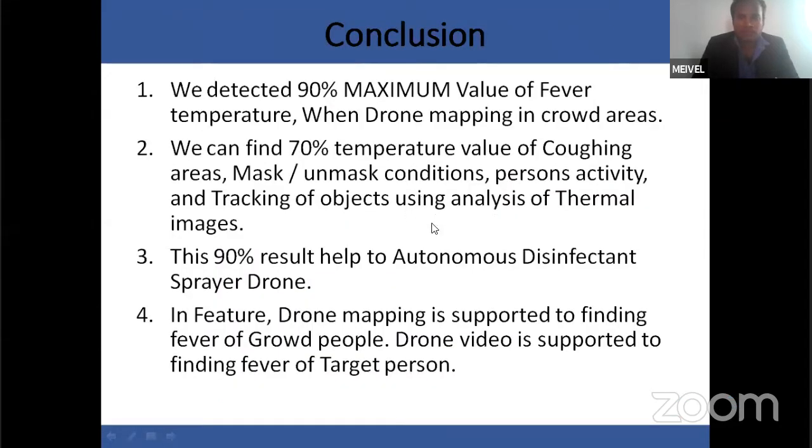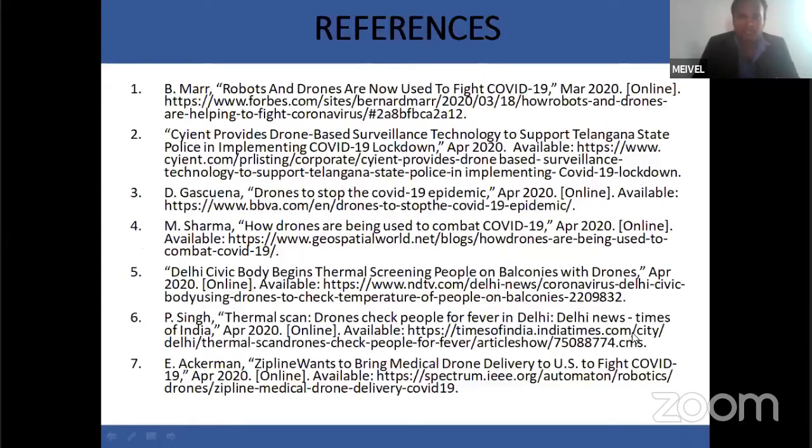To conclude, we detected the 90% maximum temperature value, and drone mapping in crowded areas is possible. This result also helps the autonomous disinfectant sprayer drone. In future, drone mapping can support finding fever in people on the road, in hospitals, major places or crowded places. Drone video can support finding the fever of a target person, tracking, and also activities. This is my reference. I collected some COVID-19 fever detection work, and I will collect many datasets for real analysis.